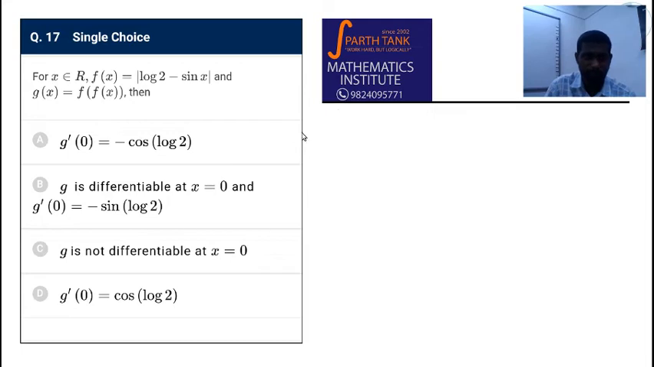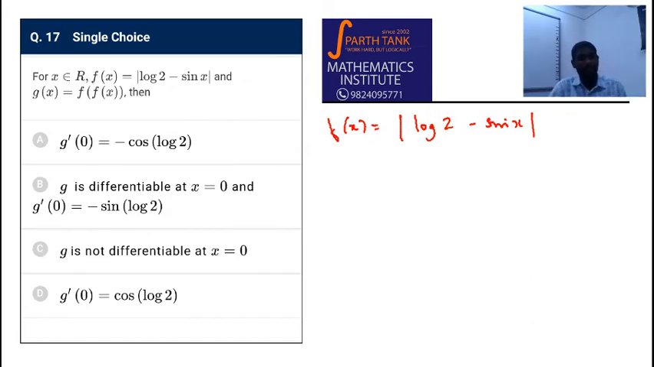Question number 17. Another question based on functions. For x a real number, f of x is mod of (log 2 minus sin x). F of x is mod of (log 2 minus sin x). Okay. And g of x is f of x. G of x basically is f of x. Then what can we say about g dash of x? How will this function be? First of all, log 2, how much is the value of log 2? Log 2, I guess something around 0.69 or so.